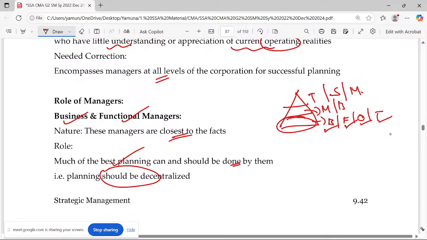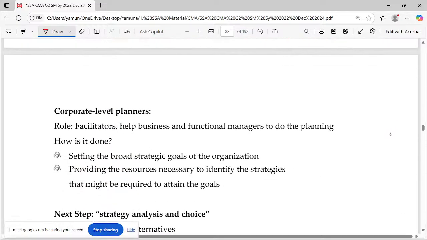See, below them you have 50 workers. There will be a hierarchy below them. But still they know better than these people. So corporate level planners, actually they are the facilitators. They have to help the business and functional level managers to do the planning and set the strategic goals, and they have to identify which strategy will be helpful to attain the goals.